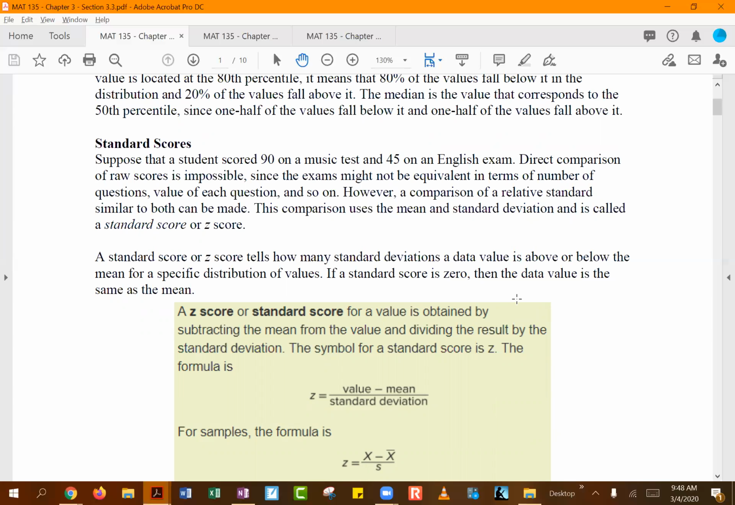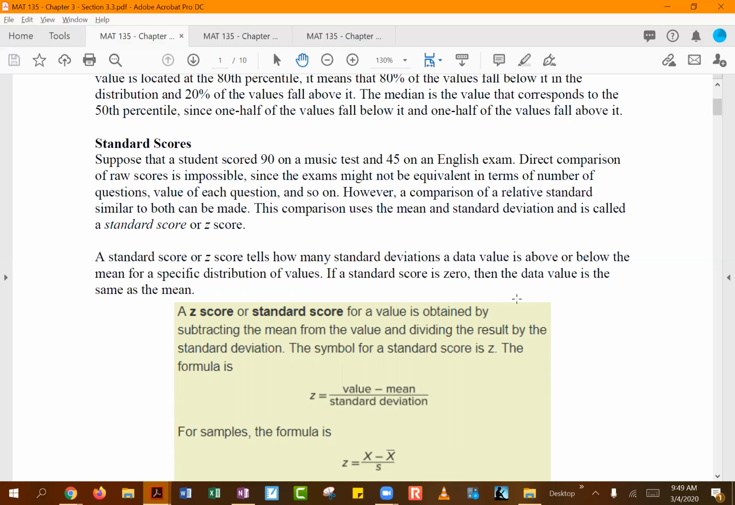We're talking about a student that scored 90 on a music test, but 45 on an English exam. If that's the only information you know, what would you tend to think? Did they do really badly on English and really well on music? Yeah? But what if I told you that was 45 out of 50? Because they're not telling us anything, we don't know. We can't really do a direct comparison.